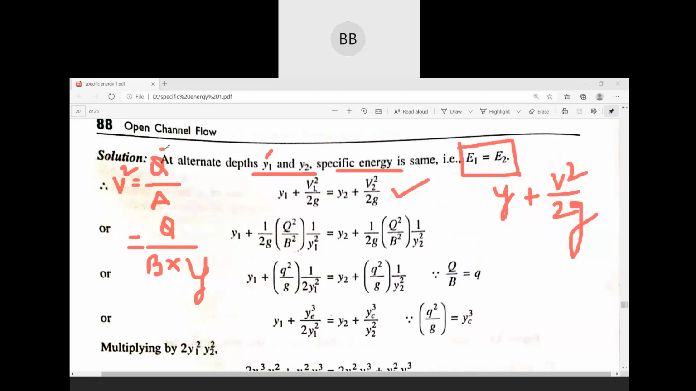If it is squared, then this will be squared: Q^2 divided by b^2 multiplied by y^2. So now here we replace that velocity by this expression. It is y1 which will be the same, then 1 by 2g, and in place of v1^2 it will be Q^2 divided by b^2 multiplied by y1^2. And similarly, we replace v2 also using the same equation.